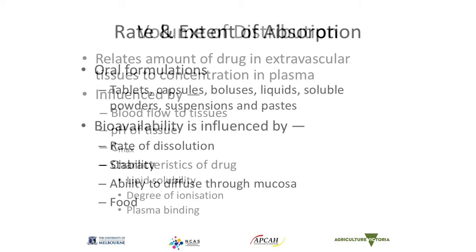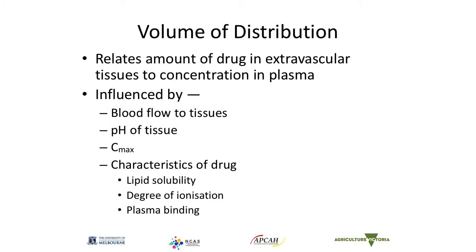The volume of distribution is a measure of the relationship between the amount of drug in the body and the concentration in the plasma. It's a measure of the extent of distribution of the drug and is influenced by the blood flow to tissues, the pH of the tissues, the peak plasma concentration, and the diffusion characteristics of the antibiotic. Drugs that are highly protein bound, particularly those with protein binding of above 80% in the plasma, penetrate less effectively and can have reduced activity because only the unbound portion exerts an antibacterial effect.